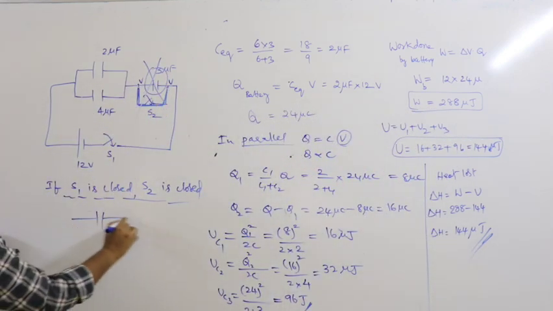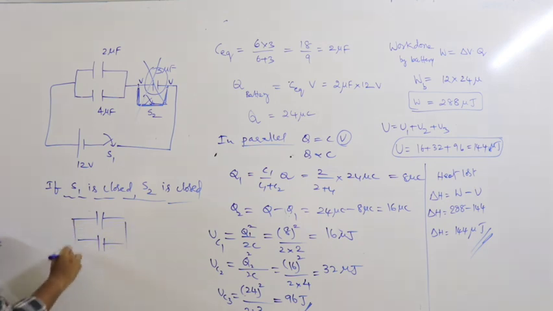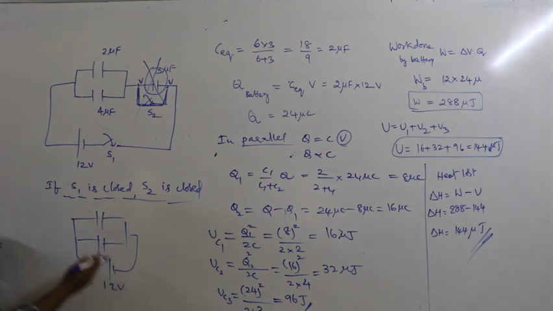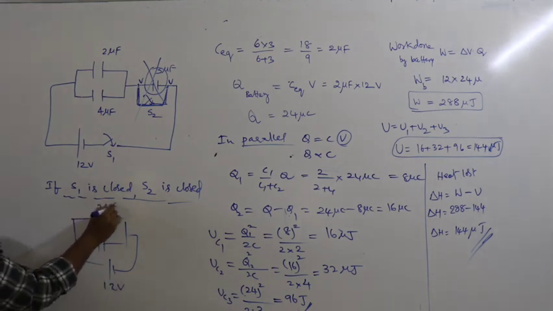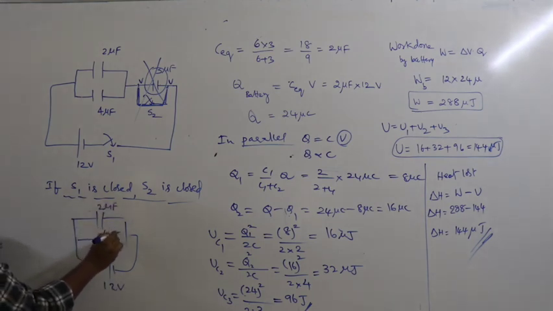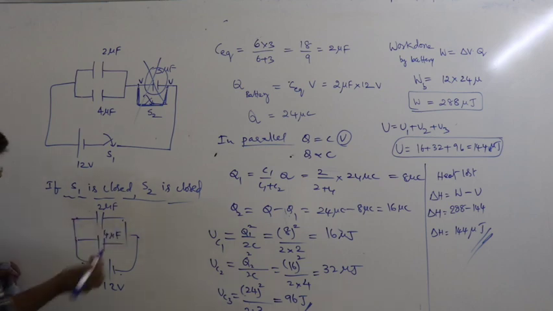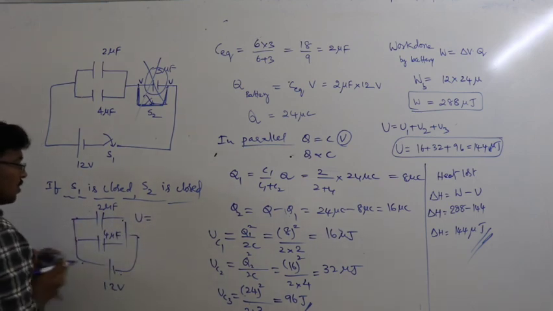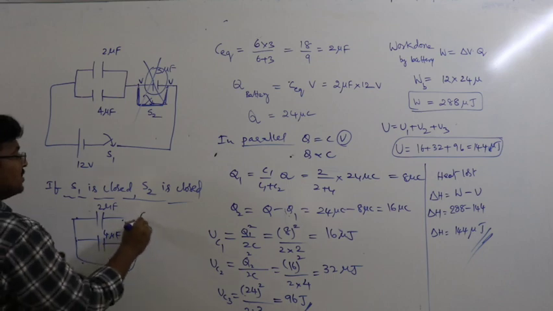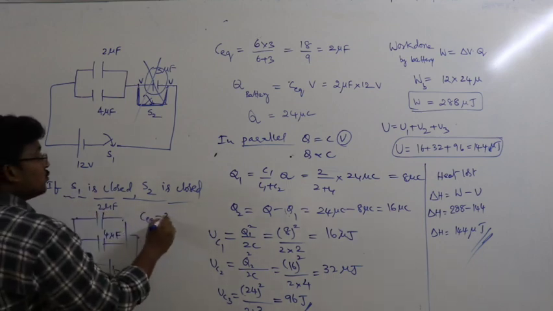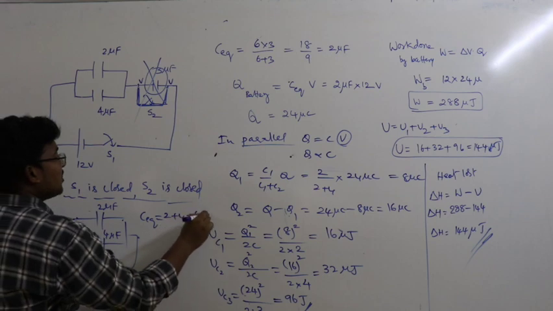Then the circuit contains only two capacitors. You know that they are connected in parallel. Now you can do the same again. Parallel means voltages are the same: here 12 volts, here also 12 volts. Now find the energies, or in parallel, what is C equivalent? Sum of these, 2 plus 4, which is 6 microfarad.